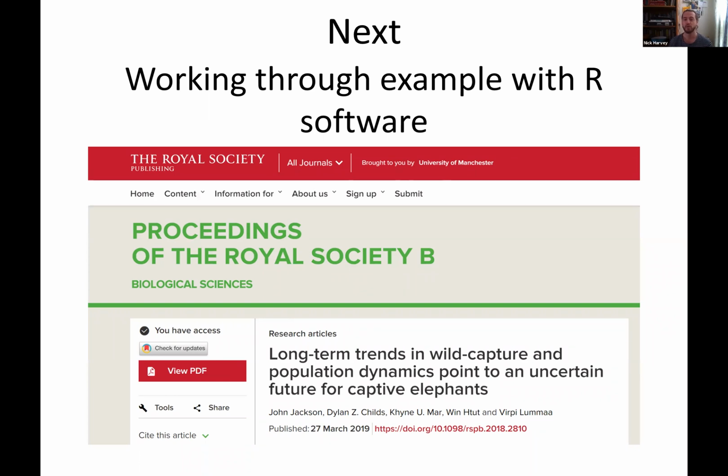And I'll just show how you can use these Leslie matrices, very simple ones, to predict how populations will change in the future, and how we can use them to predict the impacts of different conservation interventions that focus on different vital rates into the future.